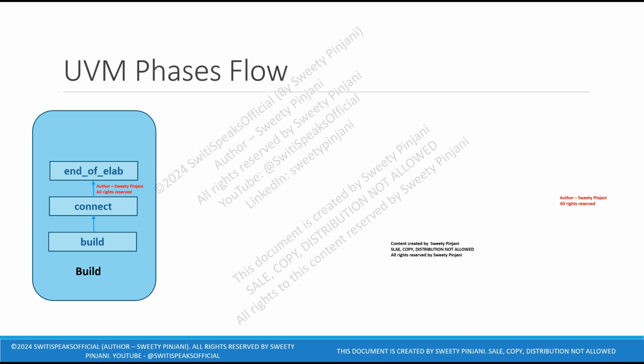Once we have connected, then we need to finish the elaboration so that we can move on to the simulation. If there is any final configuration you need to do, you can do it here. Remember it like this: in the build we construct, then we connect, then we configure. Remember it as 3 C's: construct, connect, configure.